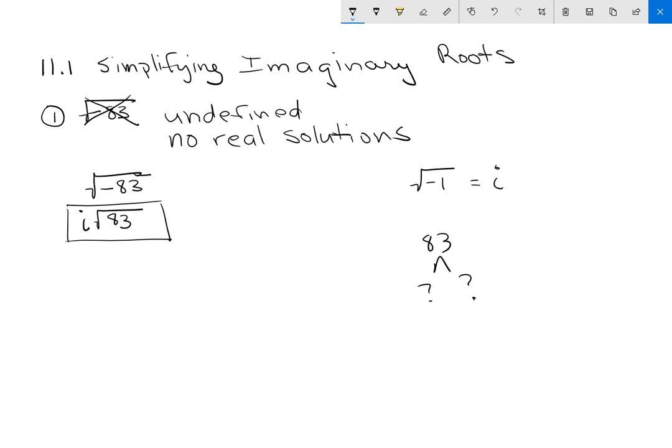Let's try one that does have some other factors. Let's start with an easy one. Square root of negative 50. Okay, first of all, let's get rid of the negative sign. Start by putting the i on the outside, which makes what's under the radical positive.